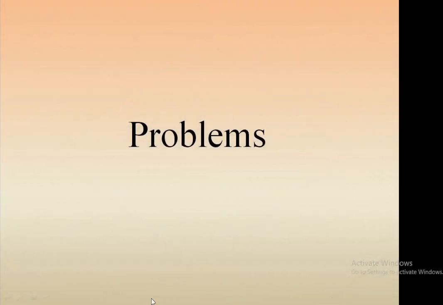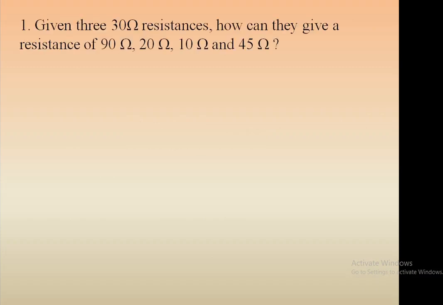We can do the problems in the module 3 electromagnetism. The first question is, given three 30 ohm resistances, how can they give a resistance of 90 ohm, 20 ohm, 10 ohm and 45 ohm? Here R1 is equal to 30 ohm, R2 is equal to 30 ohm, R3 is equal to 30 ohm.